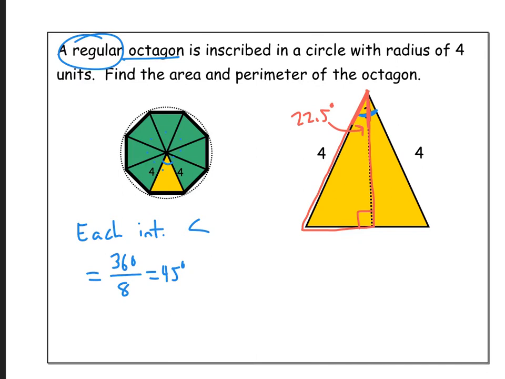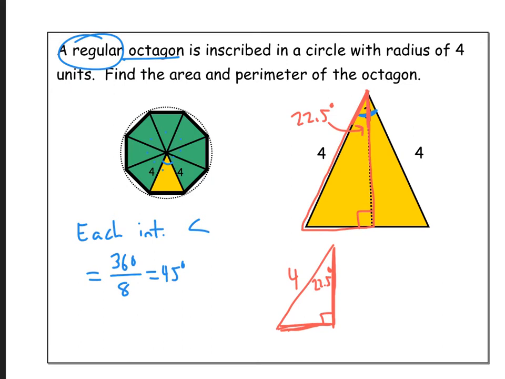Let's see if we can draw one more figure here. Here's what we're doing. This angle is 22.5. The hypotenuse over here is 4. We need both sides here. We're going to need this, the apothem, which is the height of the triangle. And then we need this bottom part, which is part of the base of the triangle. That's going to help us find the area and the perimeter.